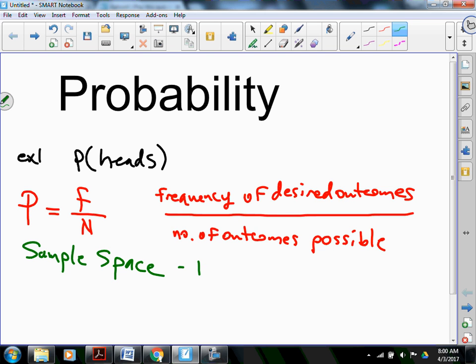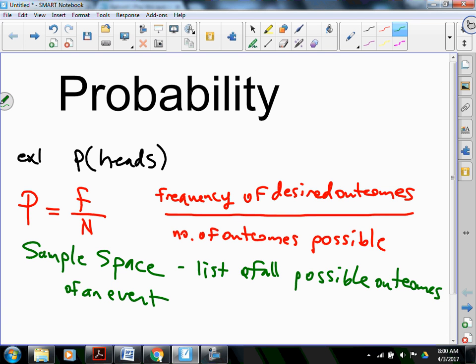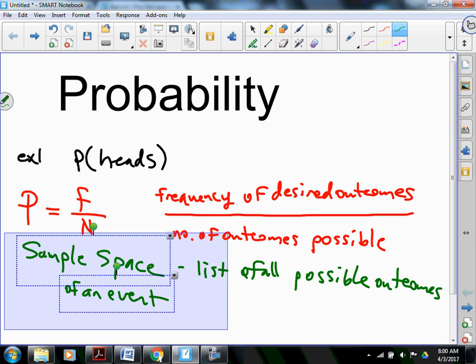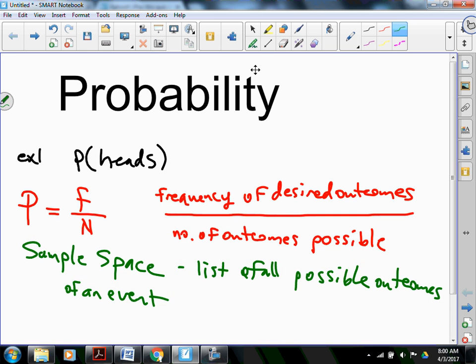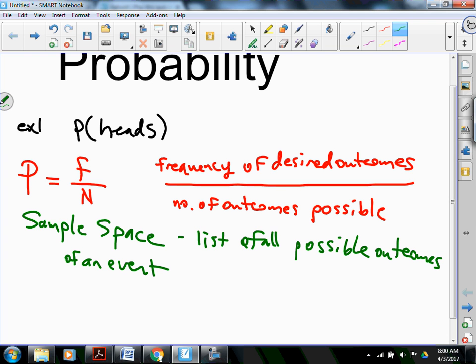Sample space is a list of all possible outcomes of some event. There are several different ways to compute probability. If you happen to know what the sample space of an event is, it makes finding the probability of that event so much easier. It's almost foolproof. You would have to be a complete, I don't want to use an offensive word here, but you'd have to be a complete idiot to not be able to calculate probability if you saw the sample space and you truly understand what events we're talking about.